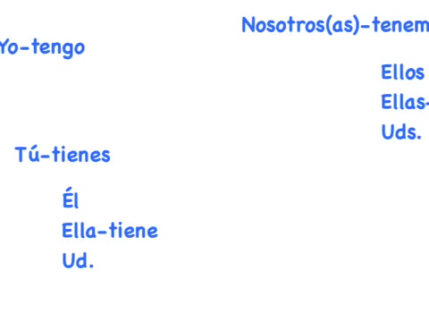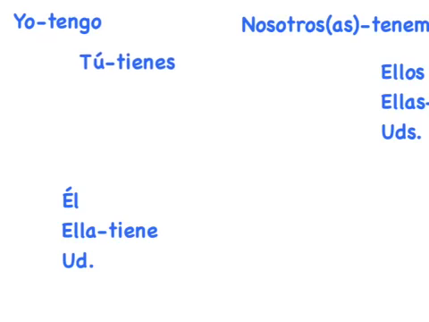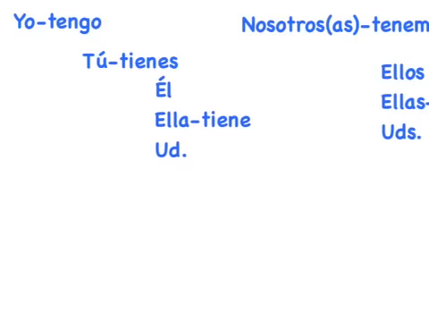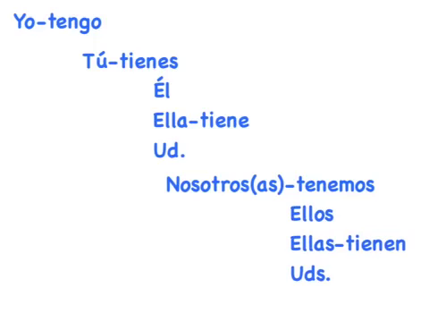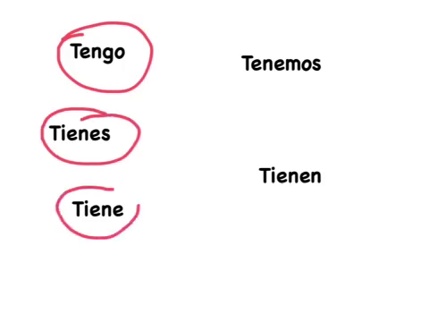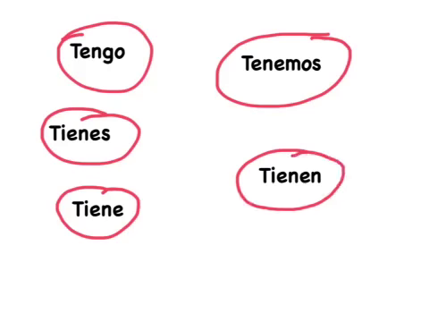So the forms are yo tengo, tú tienes, él, ella, usted tiene, nosotros tenemos, and ellos tienen. Tengo, tienes, tiene, tenemos, tienen. If you memorize these word forms, you're going to have no problem using tener.